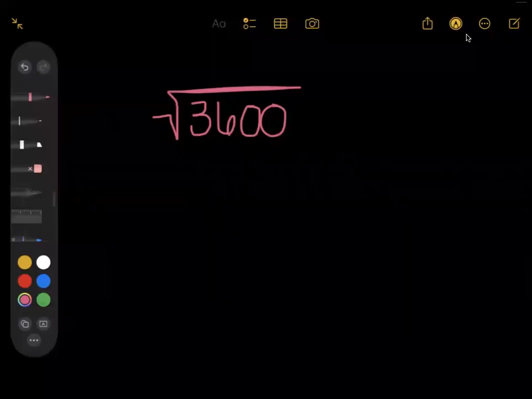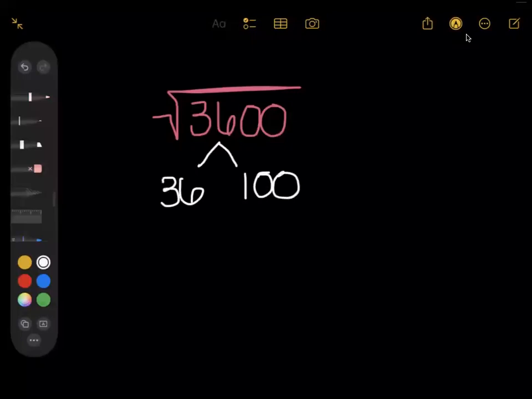Here's another example. We're going to find both the positive and the negative square roots of 3,600. First, I'm going to start by breaking this up into two numbers. I'm going to break it into 36 times 100. I knew that this would work because this has two zeros at the end. If I divide it by 100, that leaves me with 36 times 100. I can break 36 into 6 times 6, and I can break 100 into 10 times 10.